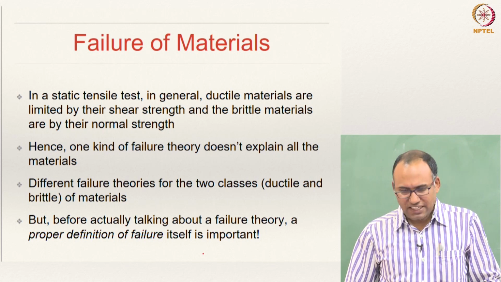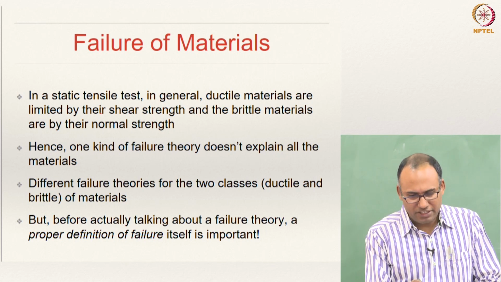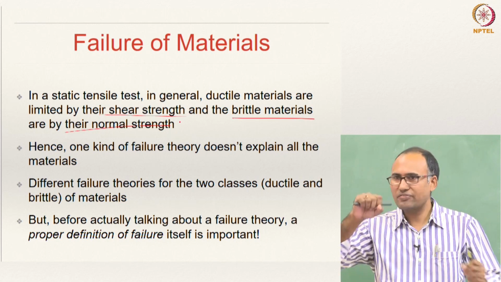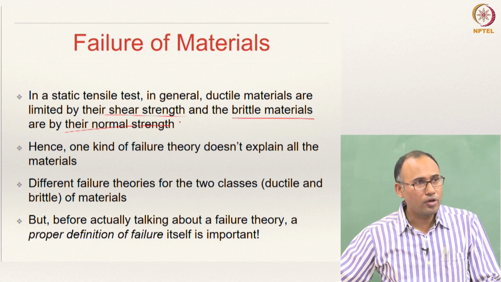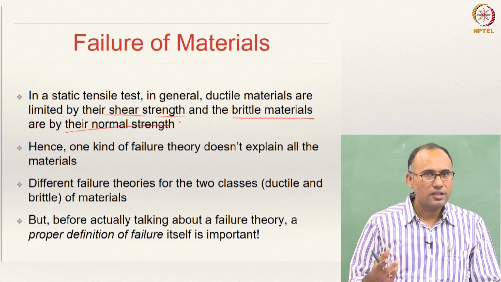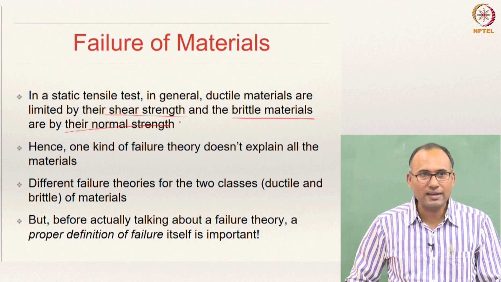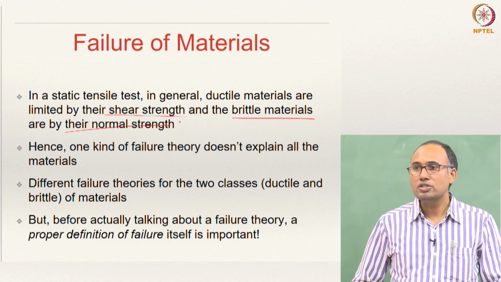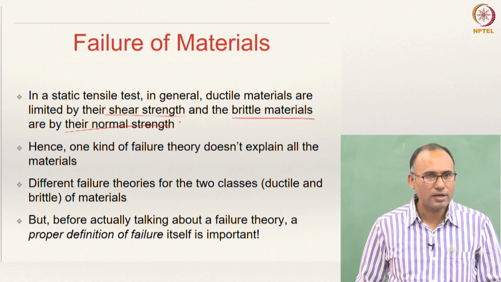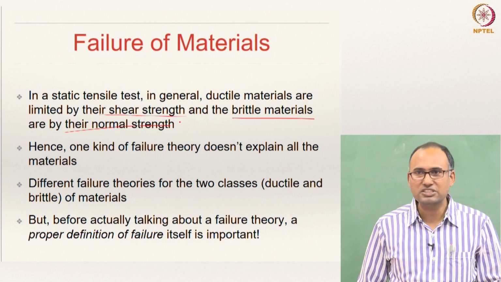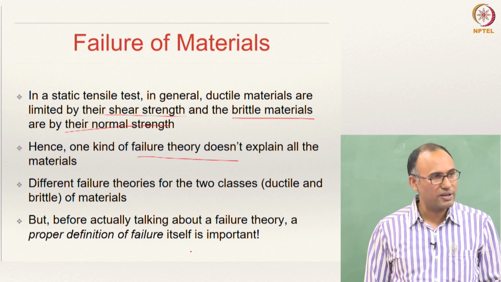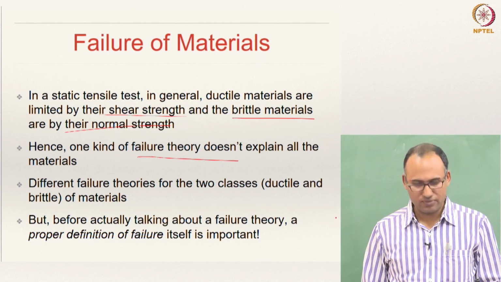So, in a static tensile test, in general, ductile materials are limited by their shear strength and brittle materials are limited by their normal strength, because they fracture by normal strength. So, obviously, the failure mechanism is different in both these materials, and hence you cannot have the same theory explaining the failure of both the materials, right, because the mechanism itself is different. So, one kind of failure theory cannot explain failure of all kinds of materials.